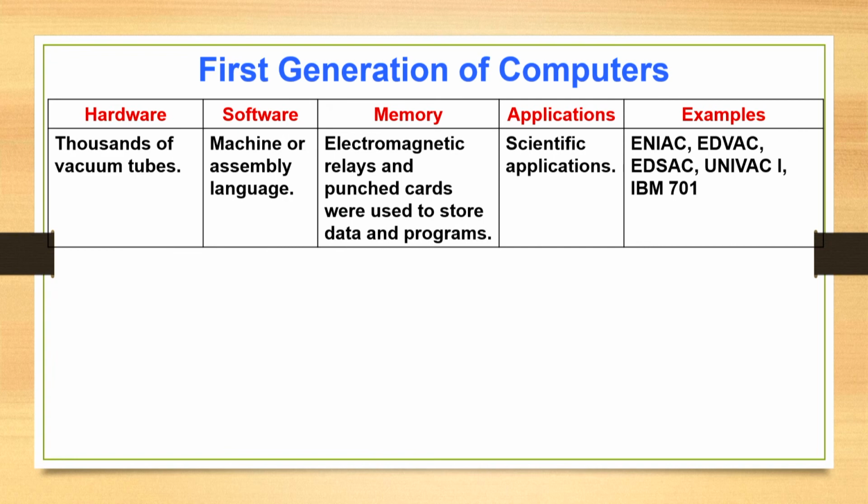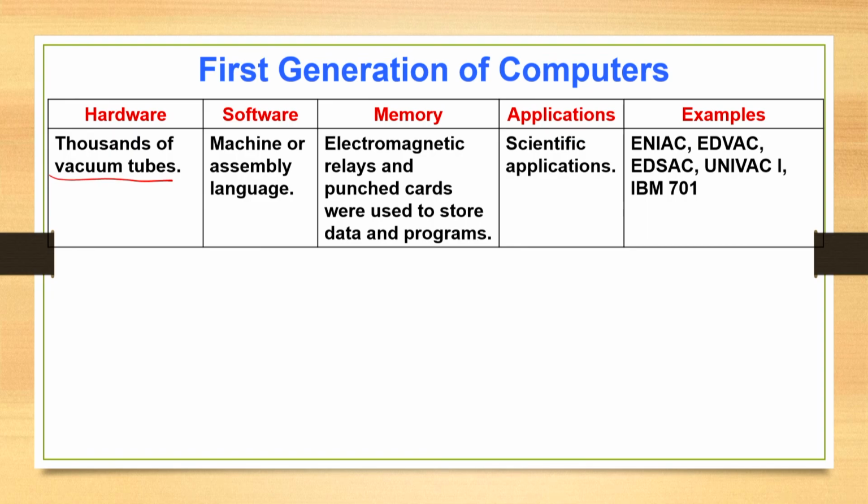In the case of first generation of computers, the hardware that was used is thousands of vacuum tubes and the software that was used was machine or assembly language. So, it means how difficult it was to do programming during the first generation. Machine language and assembly language itself is very difficult to learn.